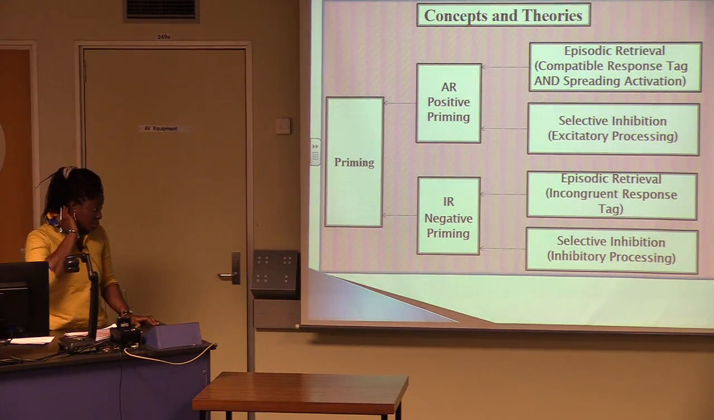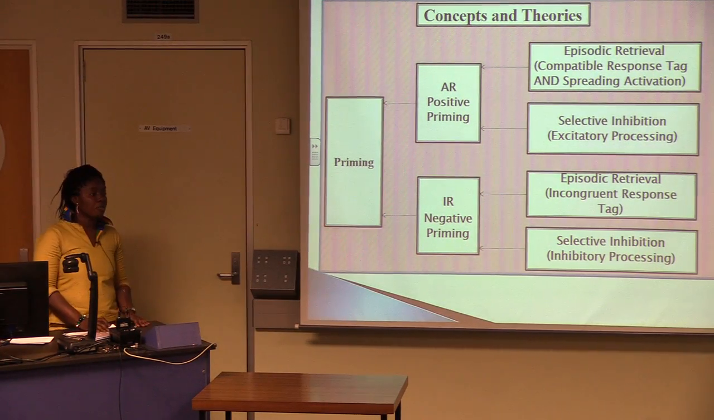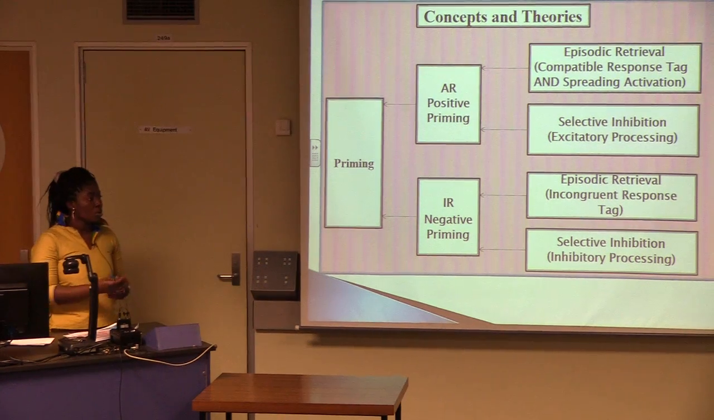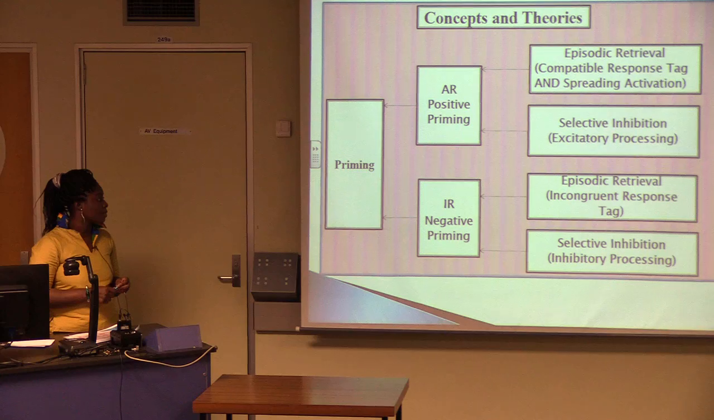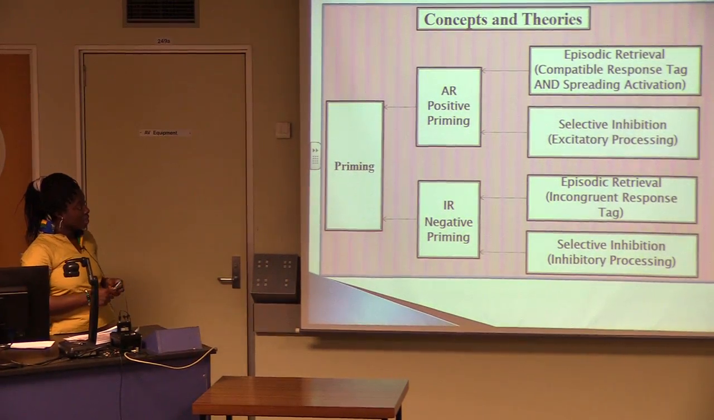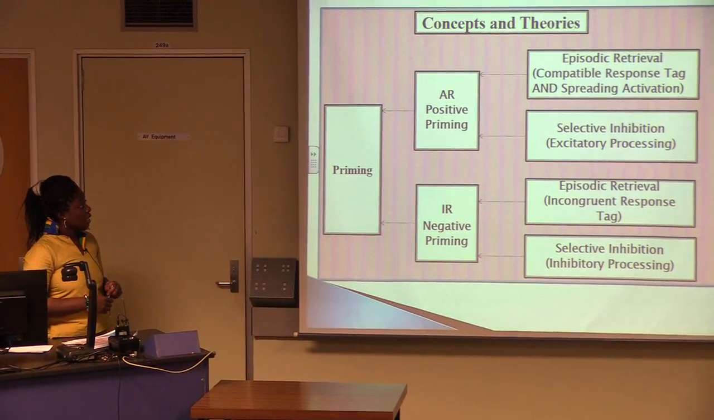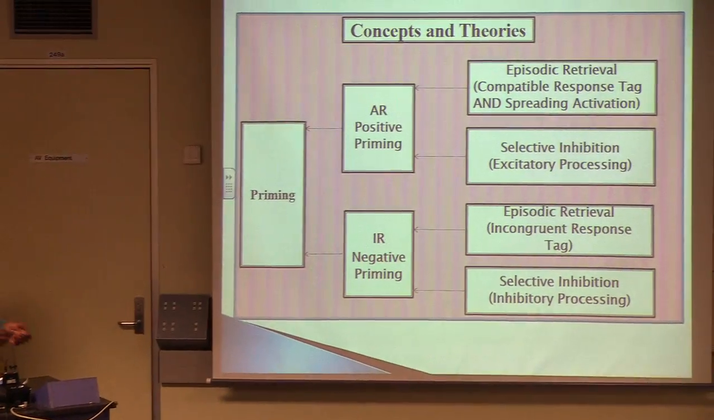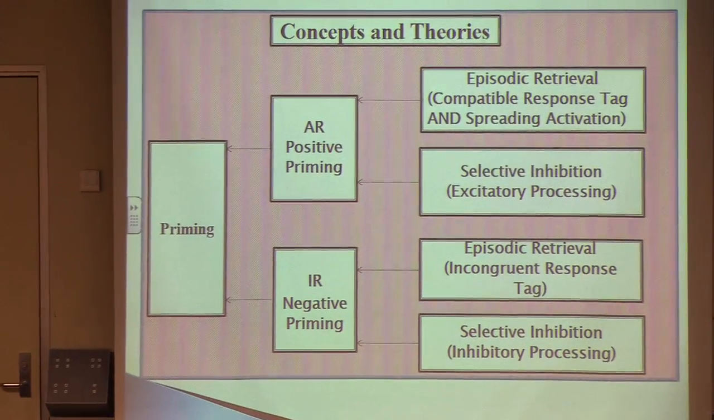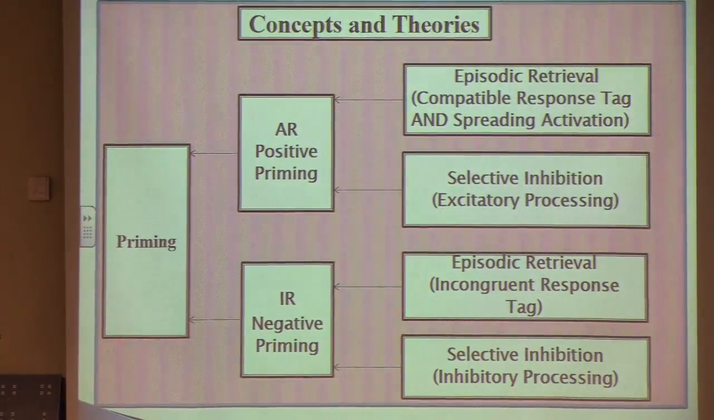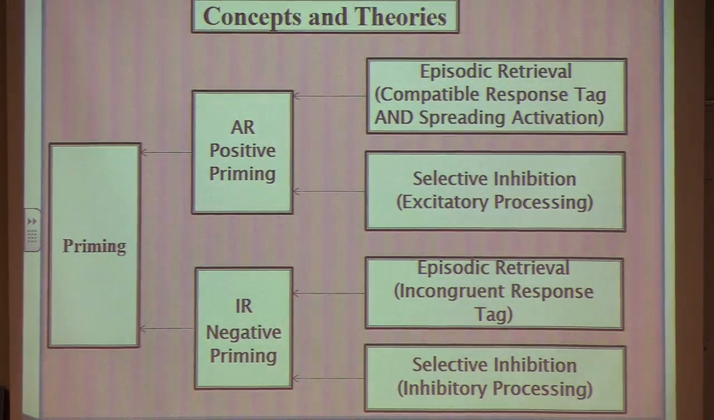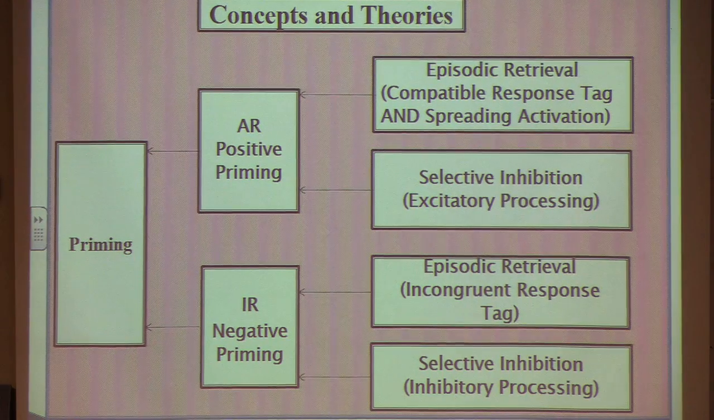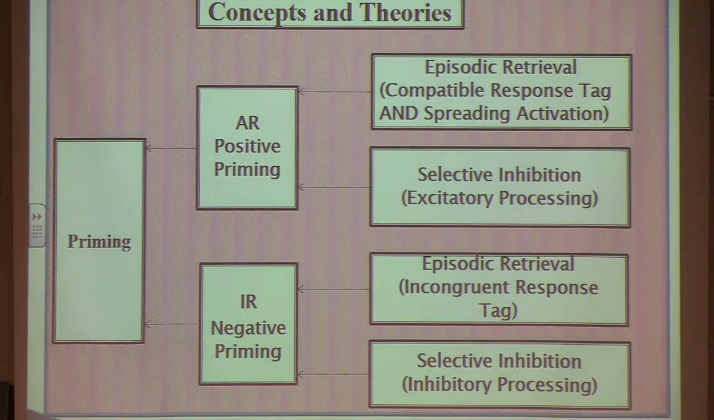And priming, as she explained, is the effect of a pre-exposed stimulus on the response to a subsequent stimulus. Now, priming could be positive or negative, and positive priming is a faster response to an object that has been encountered previously. And negative priming is slowness in reaction to a stimulus that has been ignored previously.